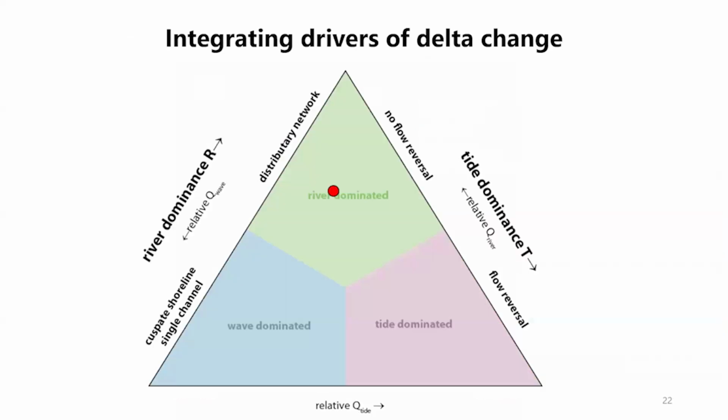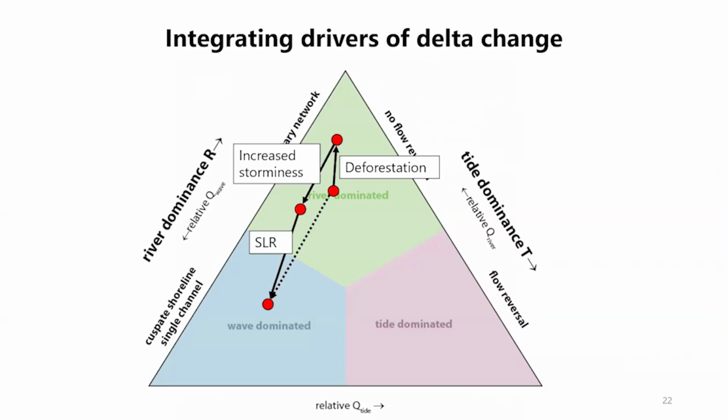And then we can integrate all of these things to look at a net effect of all these individual factors on delta morphology, right? So you might have deforestation that makes a delta a little bit more river dominated. You might have increased storminess that makes it a little bit more wave dominated, or also the effect of sea level rise that leads to an increasing trend away from river dominance. And then the net effect of all of these factors might be morphologic change into this direction.